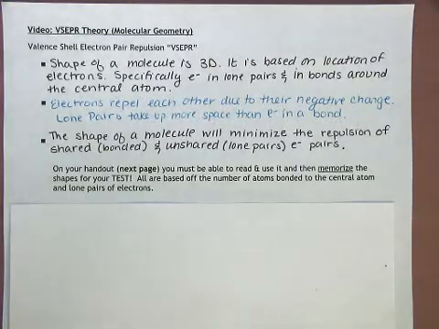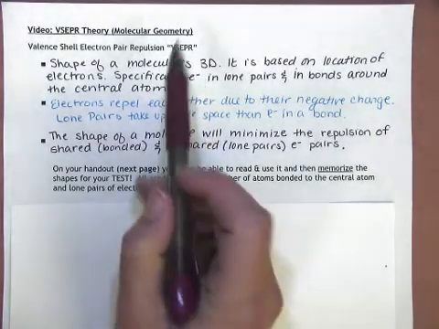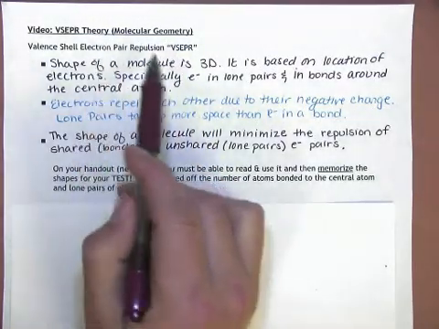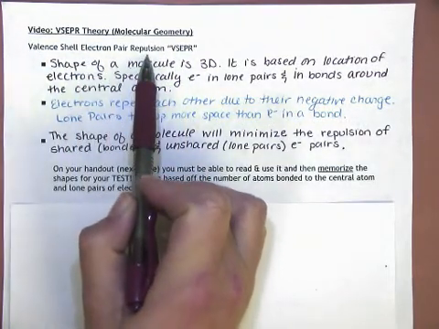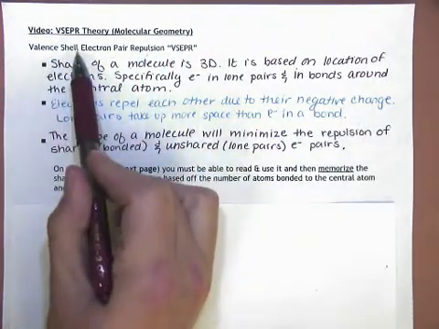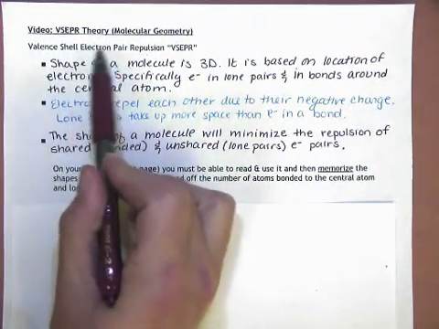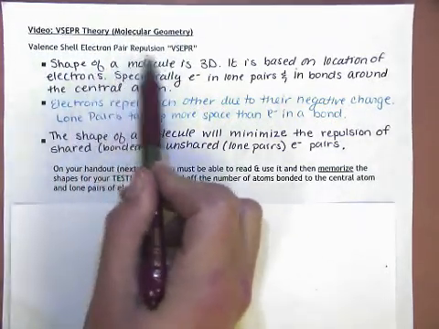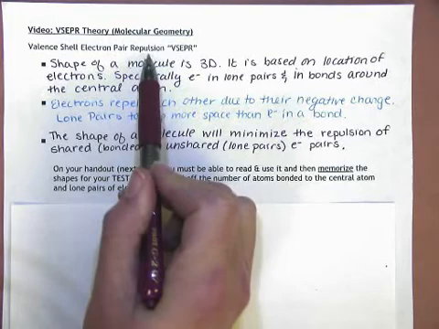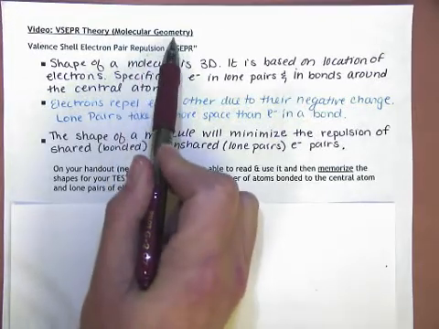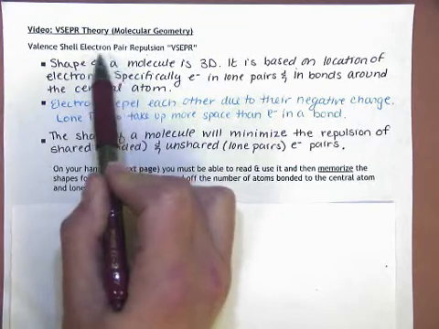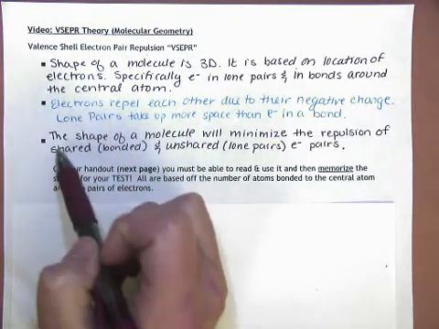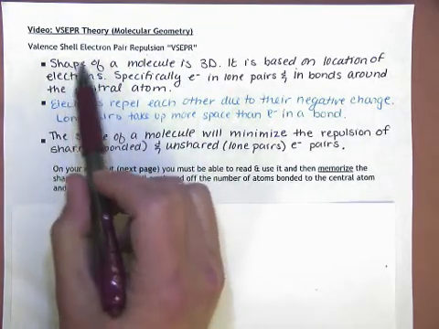This video is on VSEPR theory, also known as molecular geometry. VSEPR is valence shell electron pair repulsion. This means that in the valence shell of our atom, the electron pairs are going to repel each other. This causes molecular geometry to occur, or the shape of the molecule is going to change based on the pairs of electrons. So, three things to know about VSEPR theory.